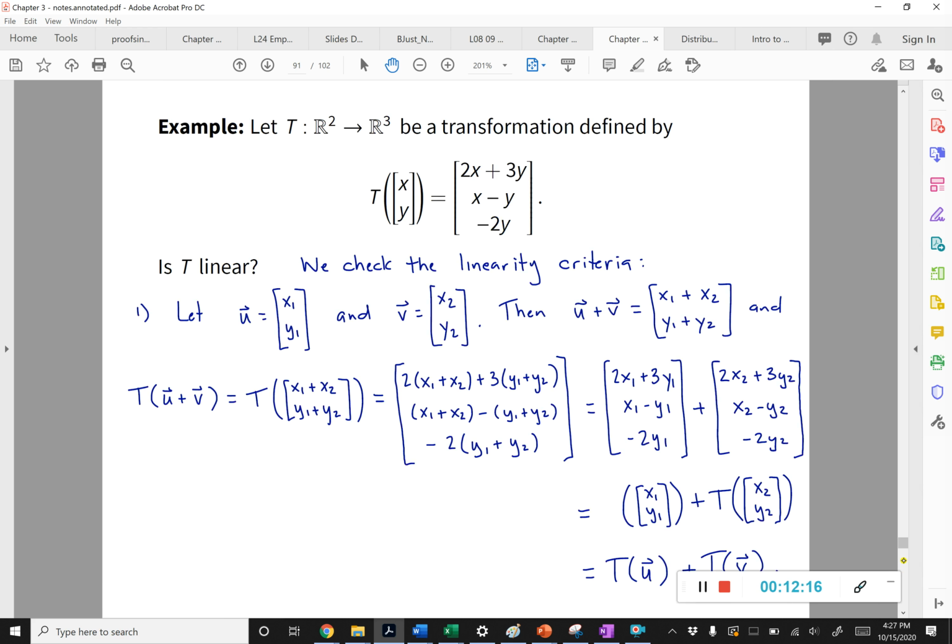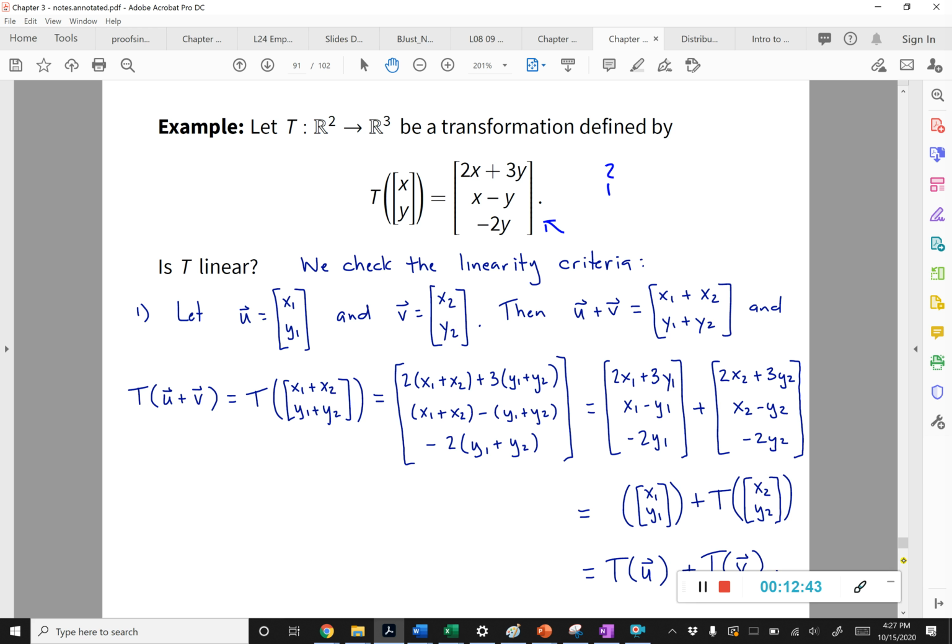Okay, let T be the transformation that takes R2 to R3 by this transformation. Is T linear? So there's two ways to do this. One, if we already have the theorem that if you can write this as a matrix multiplication, then it's linear. You can rewrite it as a matrix, using the stuff we learned in class.